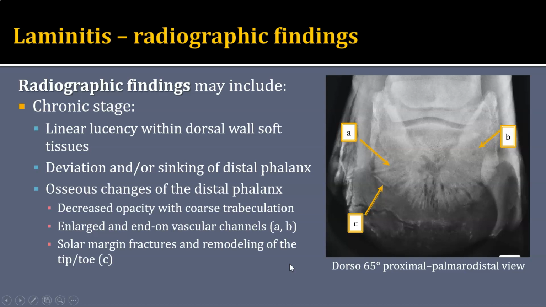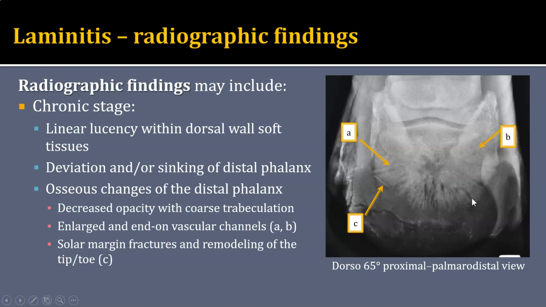This is our dorsal 65-degree proximal palmaro-distal view, and we can identify additional findings on the distal phalanx. Those findings will include enlargement of these normal vascular channels that radiate out from the solar canal here. And so those can become enlarged. Also, we start to see these round circular lucencies, which we don't normally see. Those are actually end-on vascular channels that are enlarged. As part of that, sometimes we'll get less opacity or demineralization of the distal phalanx.